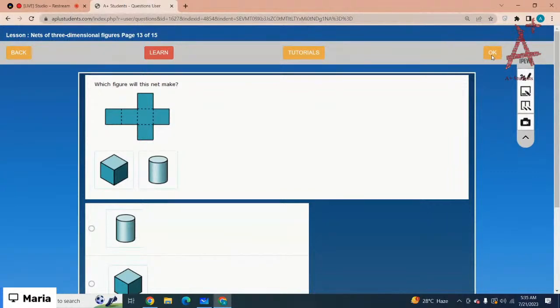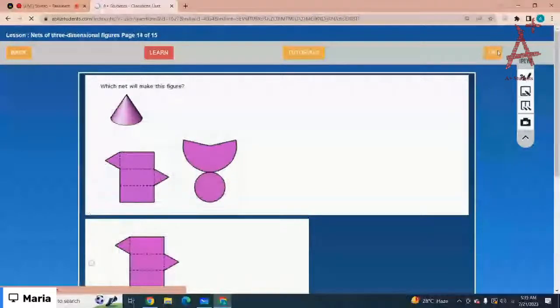Yes, that is the second one, the one with the square faces. Which fit this net? Which is the correct option? It is the second one.